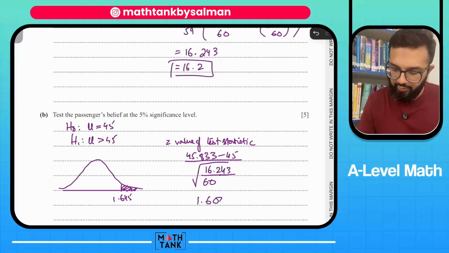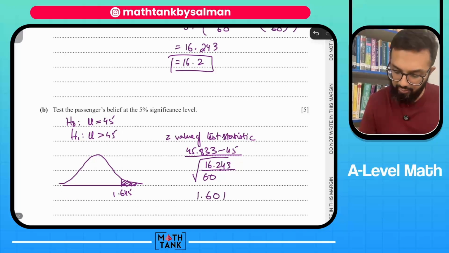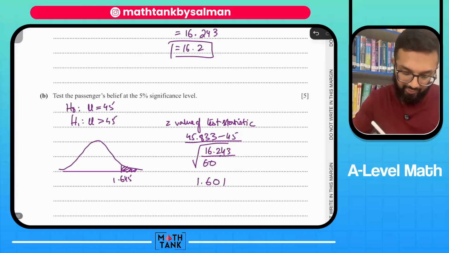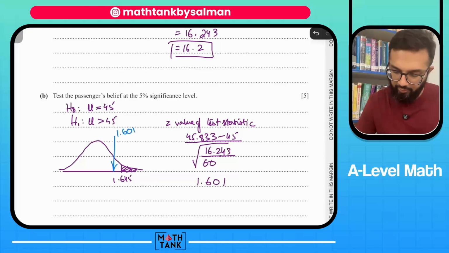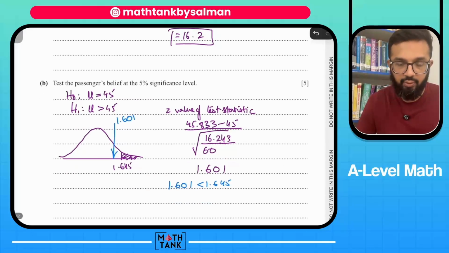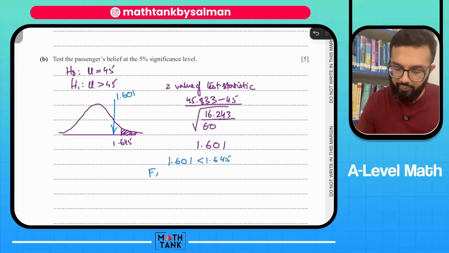1.600. 1.601. Okay, is that inside or outside the critical region? Okay, I think it's outside. It's 1.601. So 1.601 is less than 1.645. Okay, fail to reject.